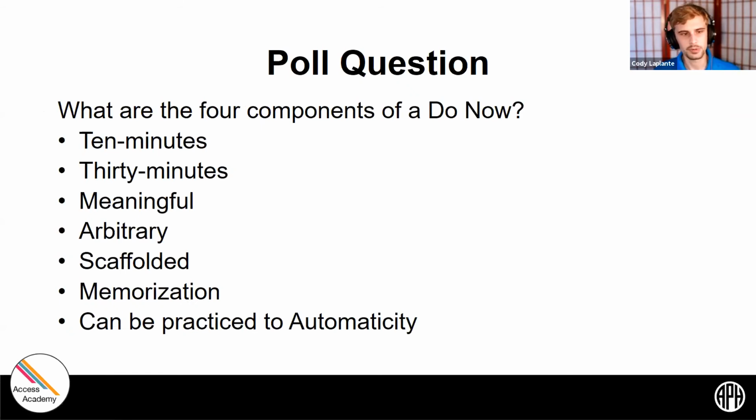This is another poll question. What are the 4 components of a do now? We just went over them. What are they? Is it 10 minutes? Is it 30 minutes? Is it meaningful? Is it arbitrary, scaffolded, memorization, and can be practiced to automaticity? What do you guys think? Which are the 4 components of that do now? As I'm looking at this, lots of people starting to answer. Got about 30 people answering, 40 people.